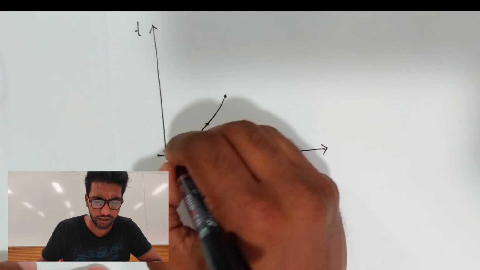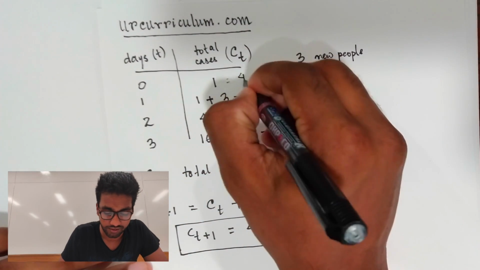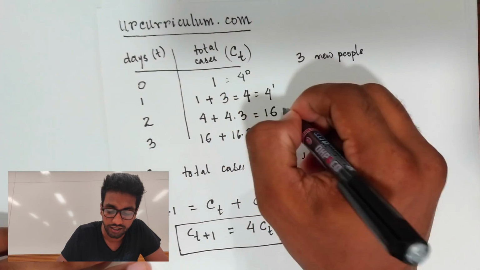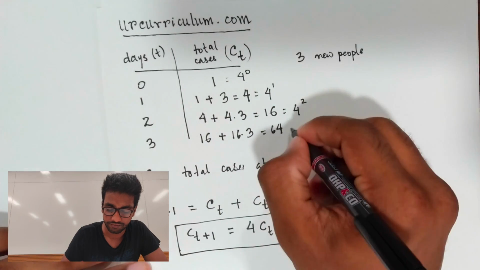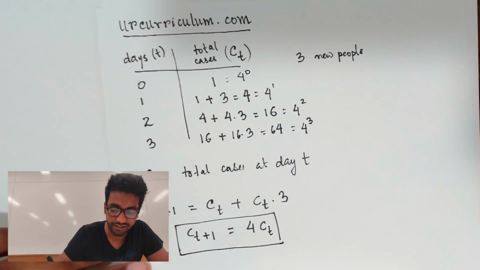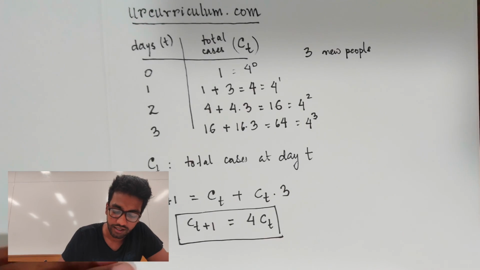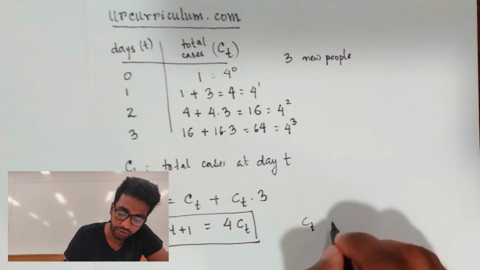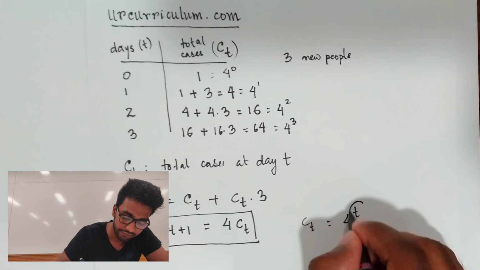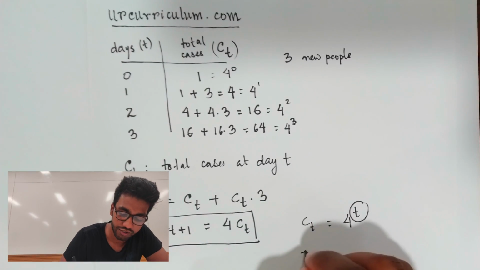And we have already noticed that 1 is 4 to the power 0, 4 is 4 to the power 1, 16 is 4 to the power 2, and 64 is 4 to the power 3. So we can easily see that CT is nothing but 4 to the power T. And because this dependent thing, T, is in the exponent, we call the graph which we saw here an exponential graph.